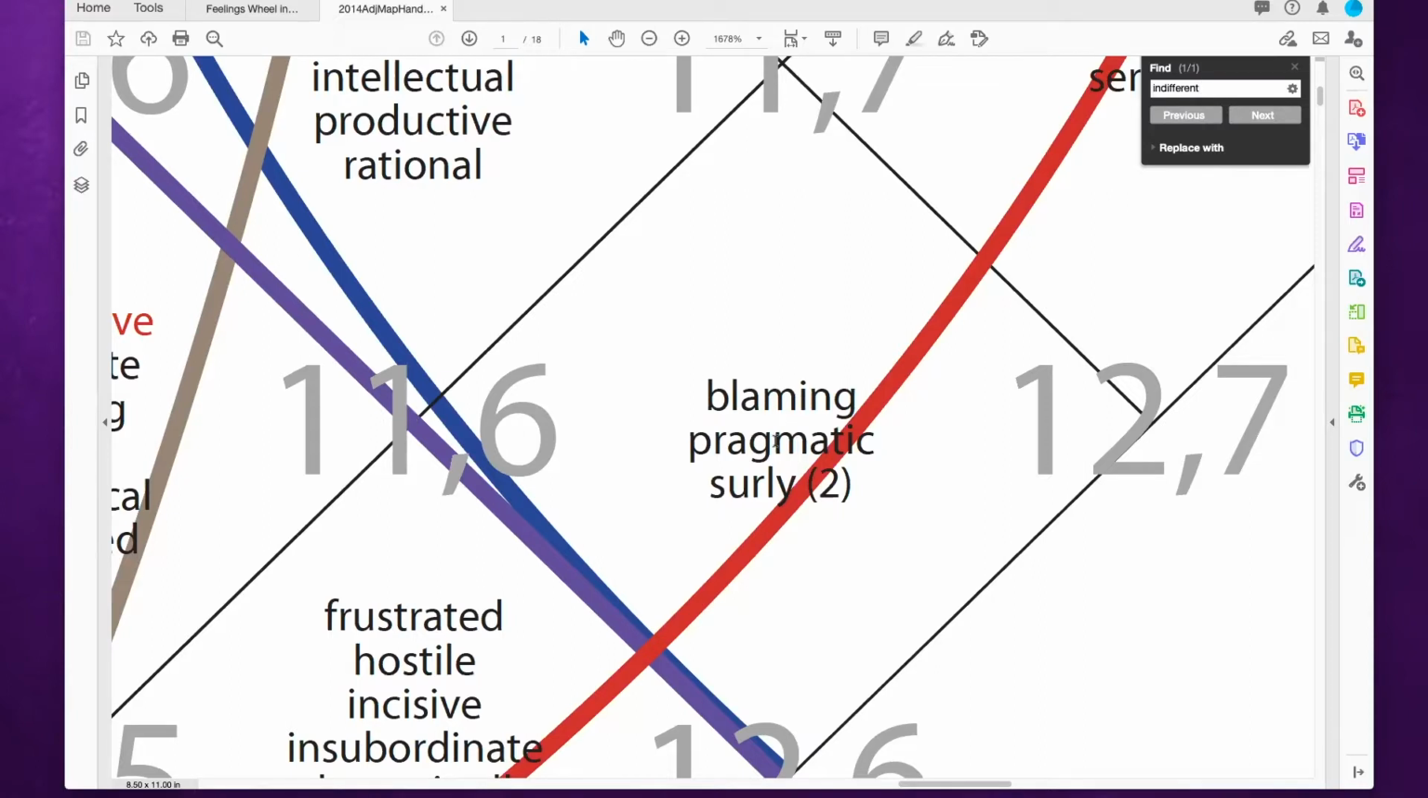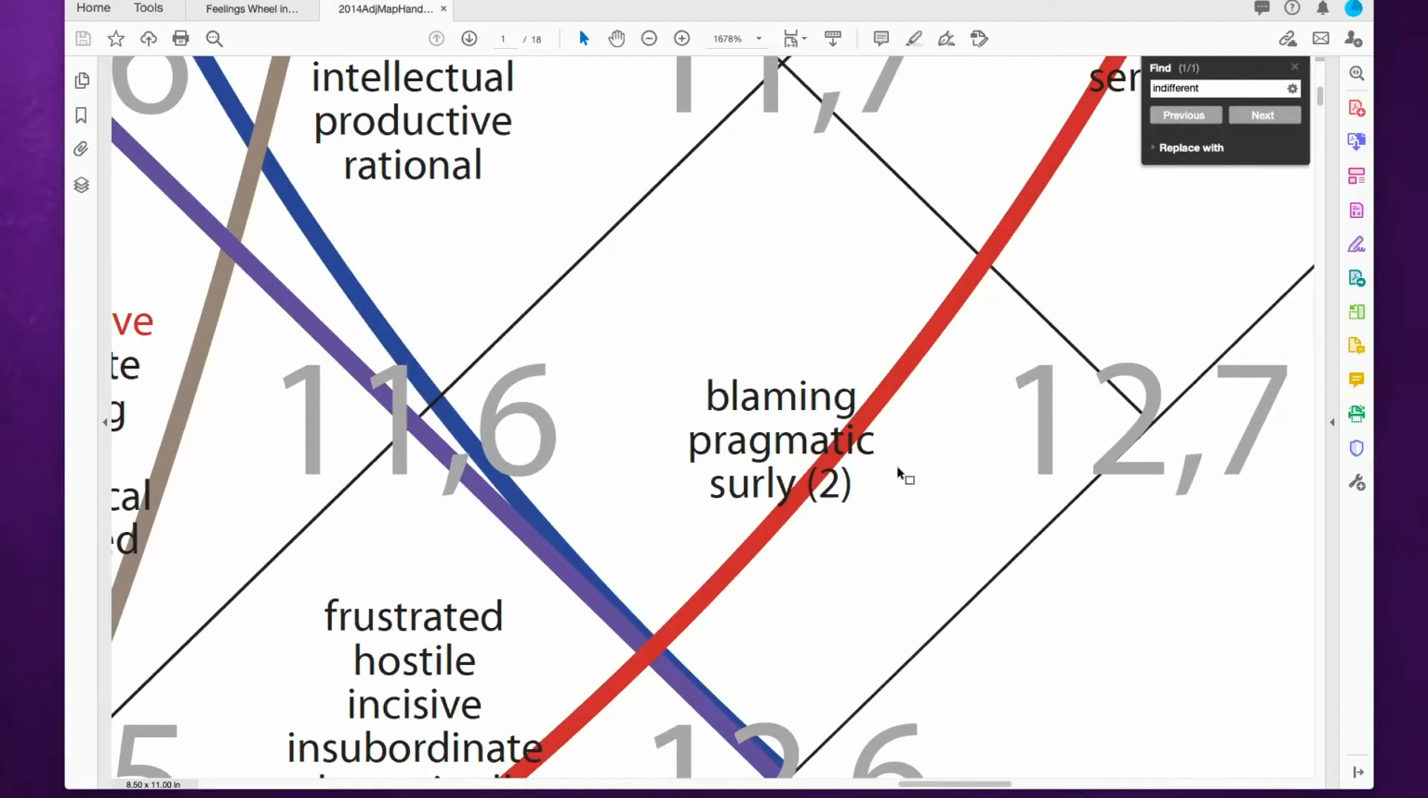And so the square that is bordered by 11, 6, 11, 7, 12, 7, and 12, 6. And by the way, just in case any of you need the most basic of basic reminders, the first number is your rating for ability, and the second number is your rating for challenge. So if you said, oh, my ability is an 11, and the challenge is a 6, that puts you there. And here's 11, 7, 12, 7, 12, 6. So this square that is bordered by or defined by those four coordinate pairs is the one we're looking at here: blaming, pragmatic, and surly.